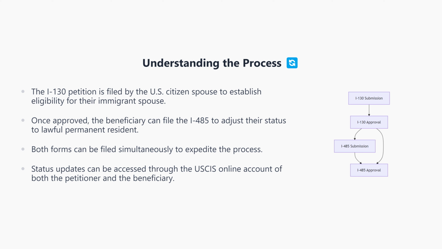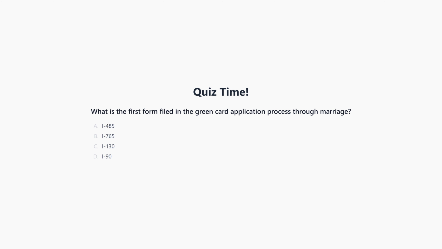Once the I-130 is approved, the beneficiary, or the foreign spouse, can file the form I-485, which is used to adjust their status to that of a lawful permanent resident. Oftentimes, you can file both forms at the same time, expediting the process. You can stay up to date on the status of both forms by accessing USCIS online accounts for both the petitioner and the beneficiary. Let's take a quick quiz.